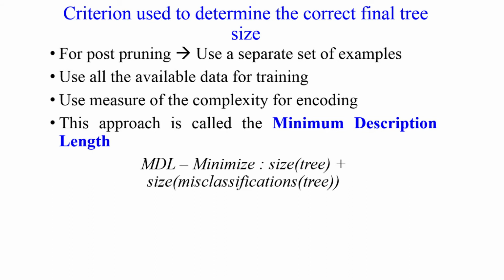We use measures of the complexity for encoding the training examples and decision tree, halting the growth of the tree when this encoding size is minimized. Means we will stop the growing of the tree when the encoding size is minimized. This approach is called minimum description length, MDL. So MDL will minimize the size of the tree and the size of the misclassification of the tree.